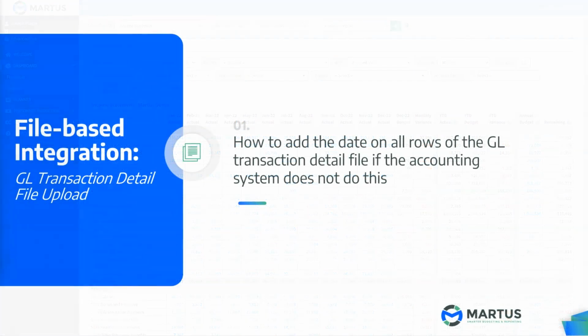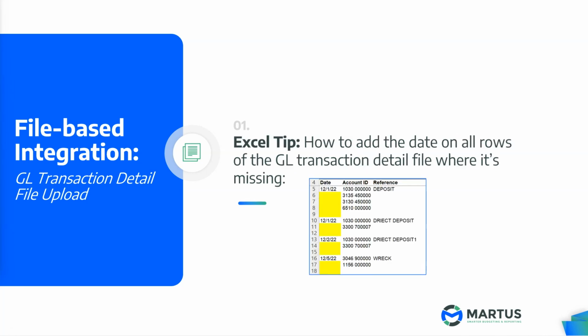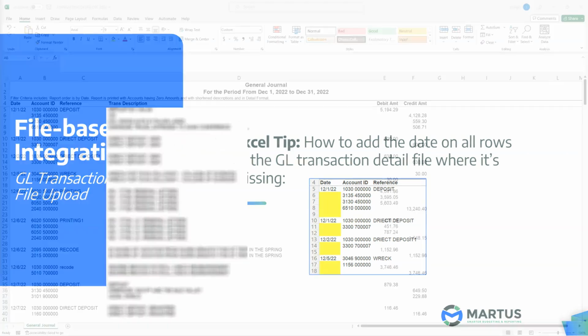The last part of this video is designed to assist clients who need to add the date on all rows of the transaction file if the accounting system does not do this. So here's an Excel tip where I'll show you how to quickly add the date on all rows of your file where it's missing. Again, most accounting systems will do this for you automatically. If your file already has the dates on every row, you can skip these next steps.